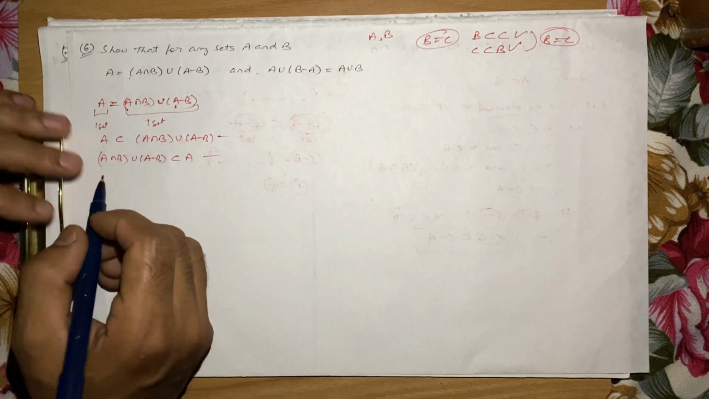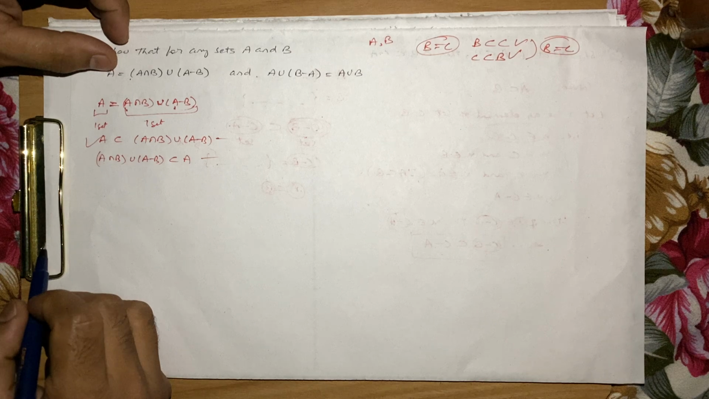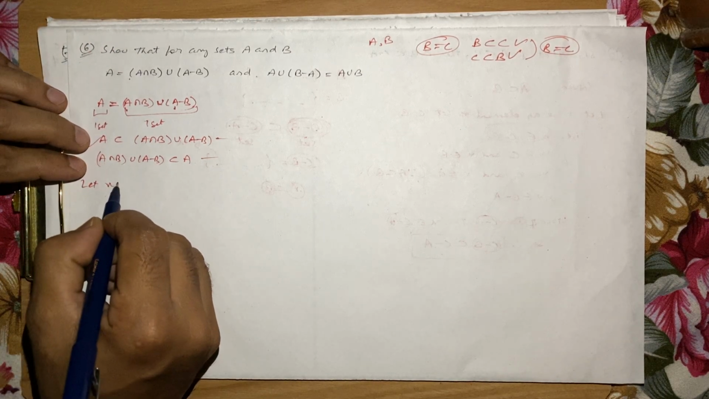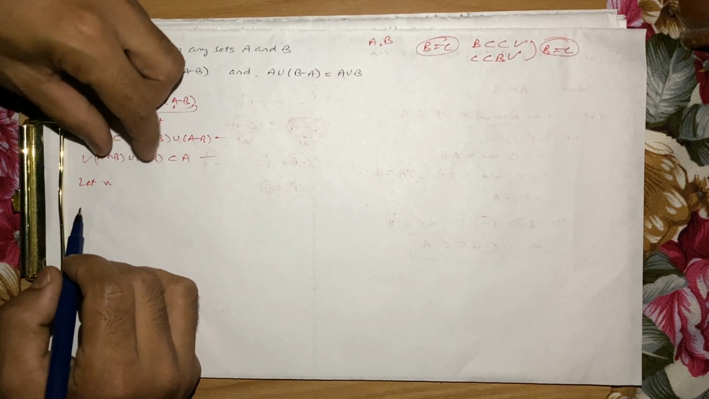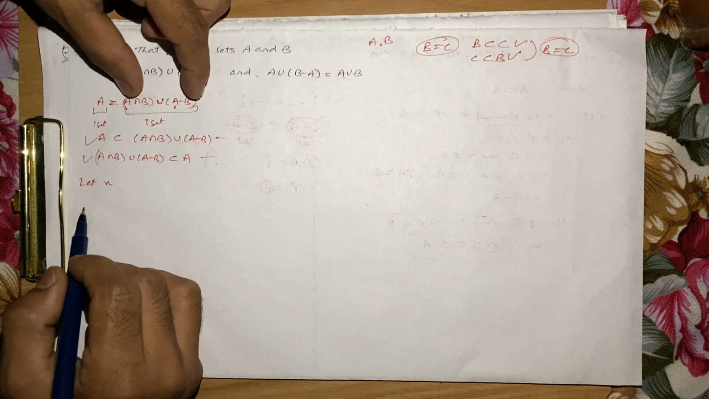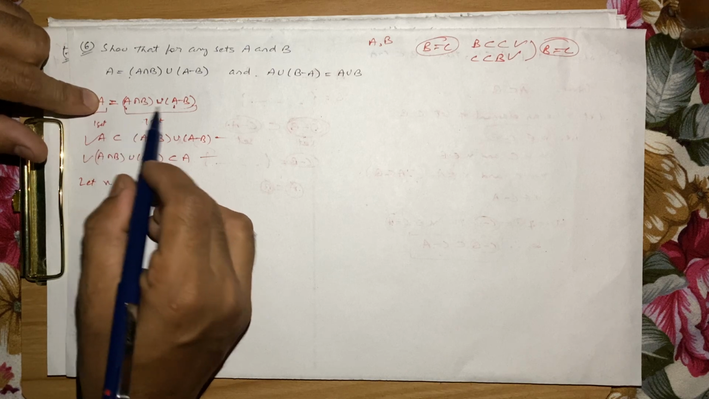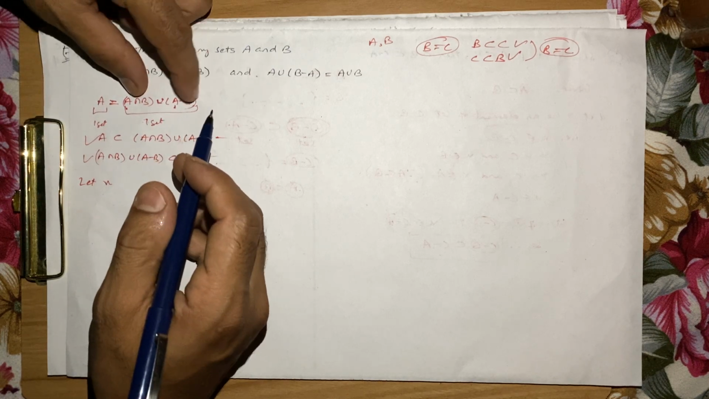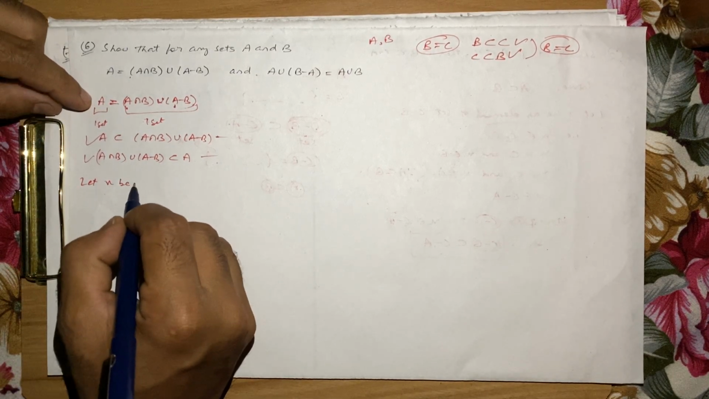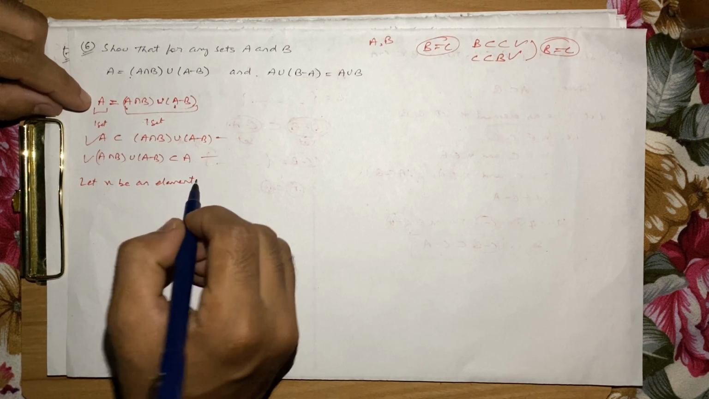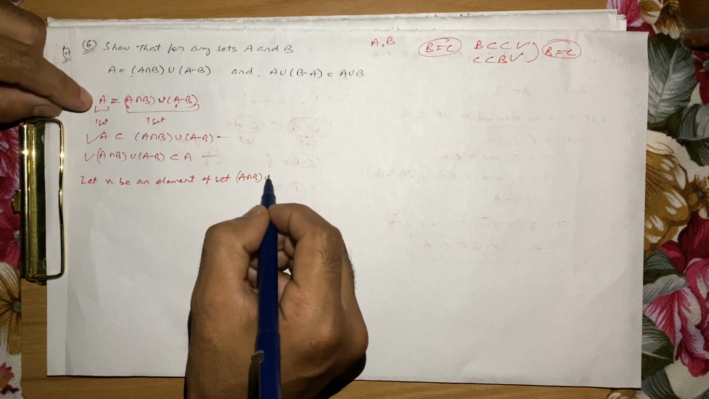So let's get started with this. Let's try to prove this first. Okay, this will be easier for you guys. So let X be an element of this set, of this one set. I've told you why it is just one set, because after doing all the operations, intersection, then minus, and then union, this will be just one set. Okay, so let X be an element of this set A intersection B union A minus B.